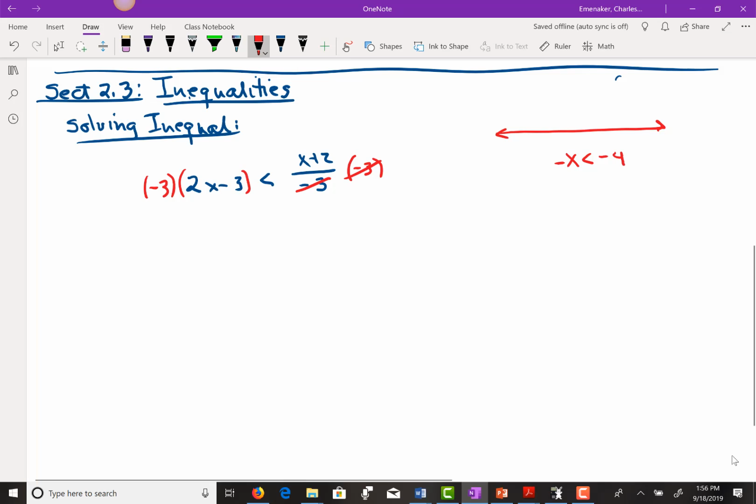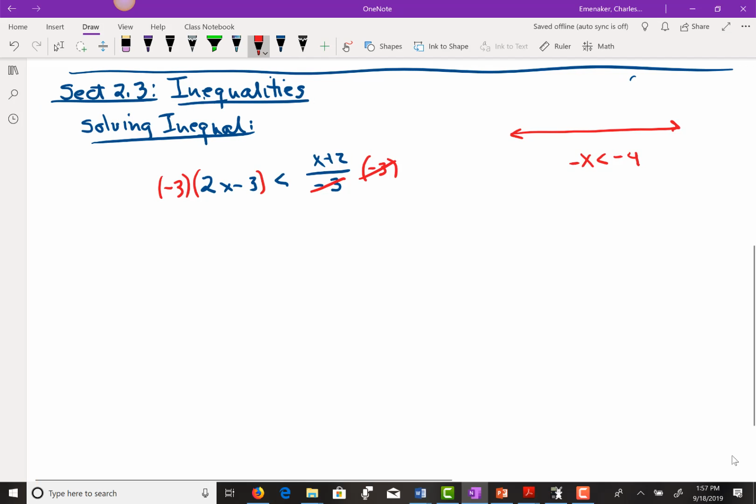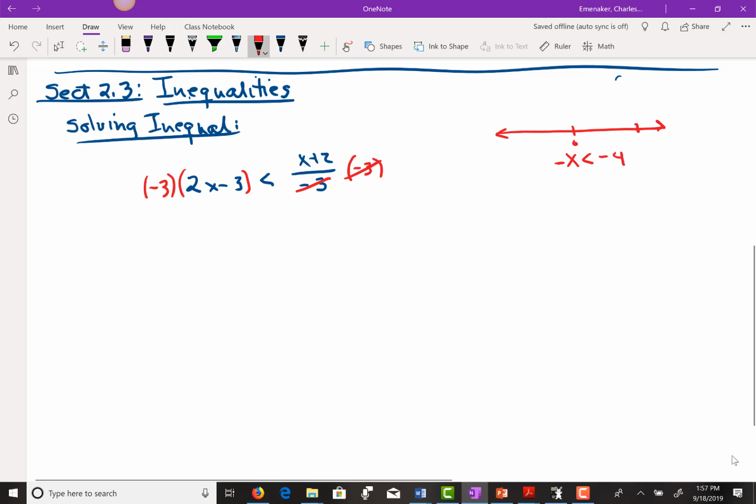We're just experimenting. If you plug in a positive 5, you get negative 5 is smaller than negative 4. So does positive 5 work? Yeah. So, okay, here's 0. 5 is okay. Does 6 work? Yeah. So 6 works. Does 0 work? Nope. Does 3 work? No.